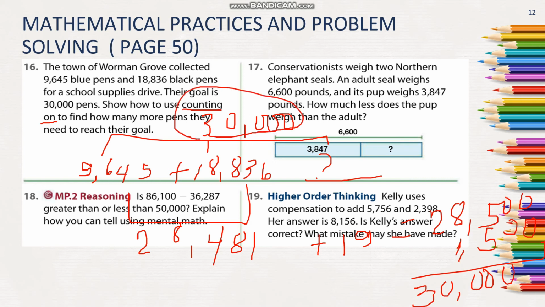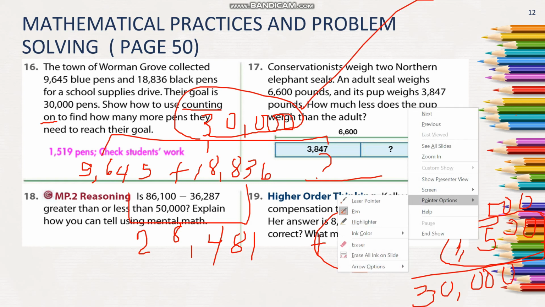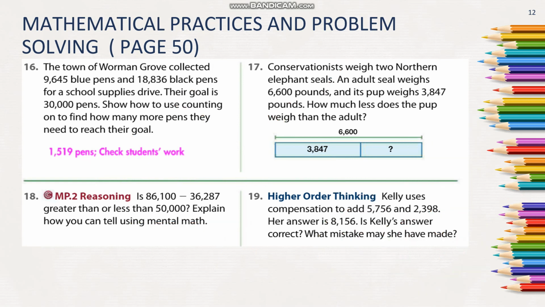And how many did I add? I added 19 from the start and I added 1,500. So if I add 19 plus 1,500, the total is 1,519. It means 9,645 plus 18,836 plus 1,519 gives a total of 30,000. So that is the counting on mental math strategy.